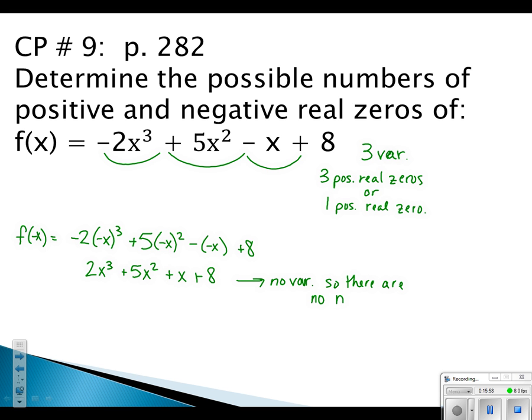So there are no negative real zeros. Don't check any negative numbers. There aren't going to be any negative real zeros.